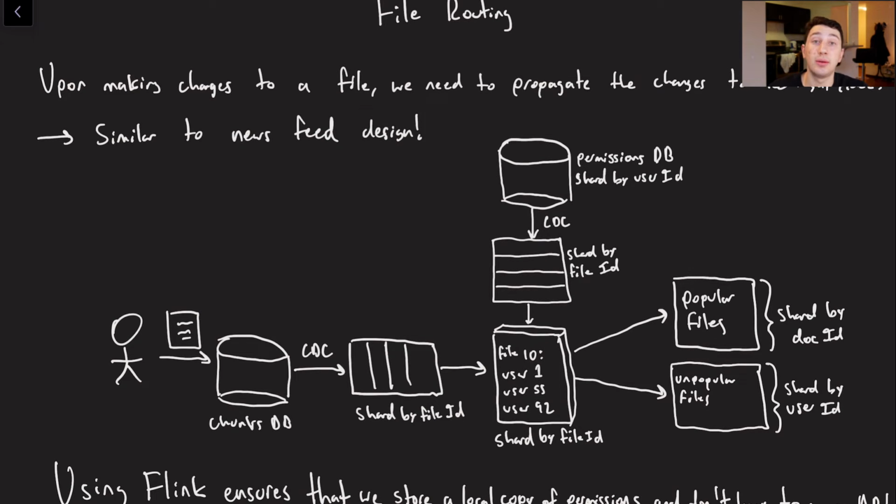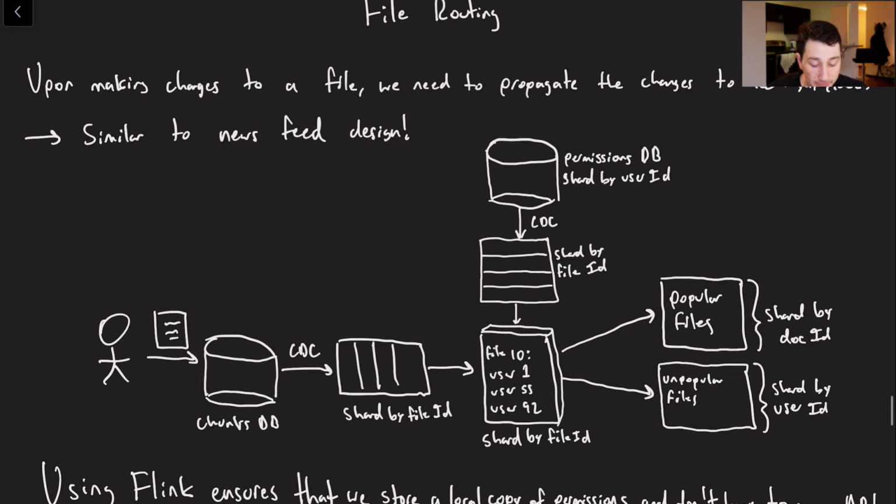So let's actually talk about file routing, because we can draw out this approach and ensure that everything is going to the right place based on how many users have permissions to access it. So when a file gets changed, we need to go ahead and propagate the changes to the right place. And this is going to look very, very similar to the newsfeed design. If you saw that, again, same kind of concept.